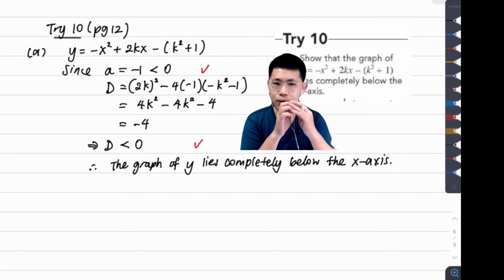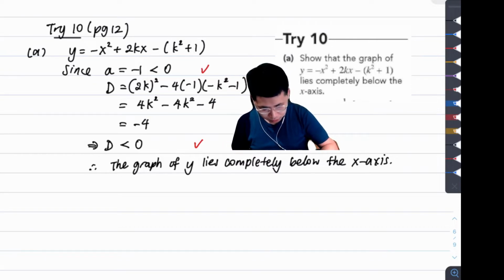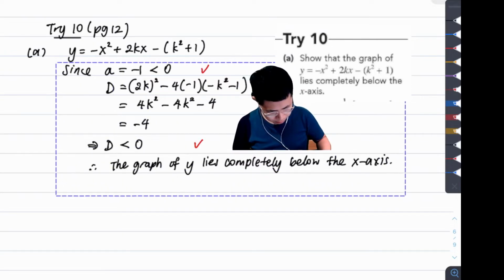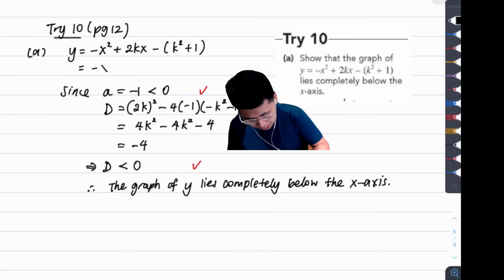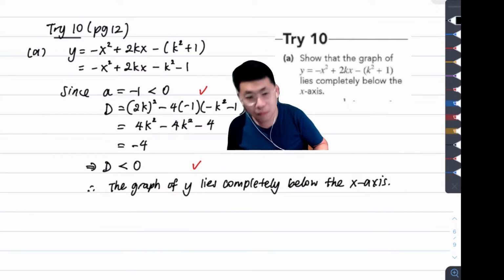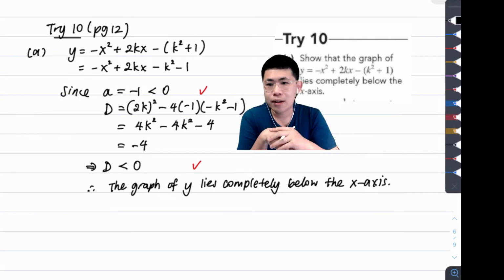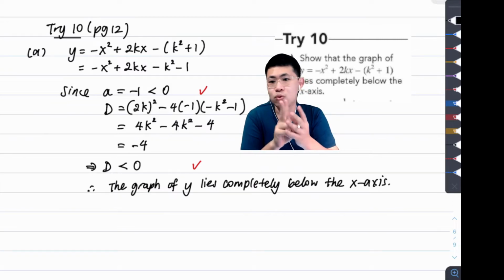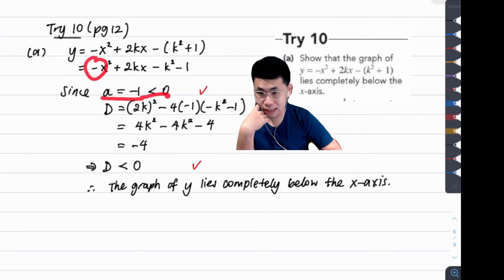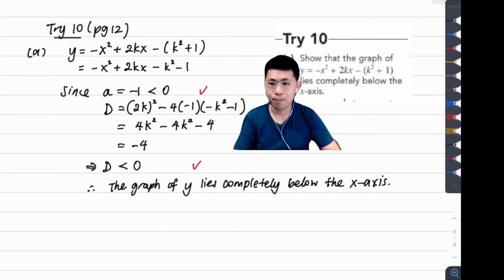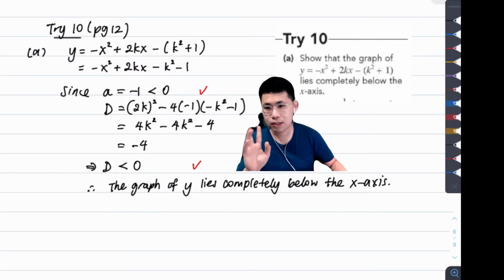So over here, we start off with the one above. Let me reposition some things first and express this in a nicer form. Then let us invoke the two conditions. Number 1, let's check the A. The value of A is negative 1. Since A is negative 1 and negative 1 is less than 0, we hit the first condition. First condition is done.